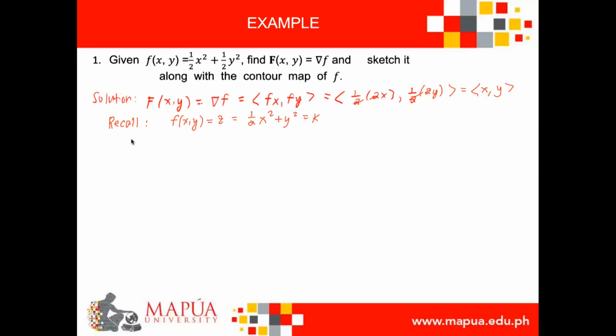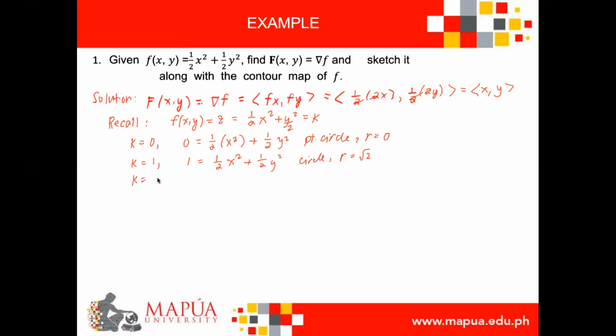So when we assign a k value, let's say k equals 0, this will be 0 equals 1/2 x squared plus 1/2 y squared. This is a point circle whose radius is equal to 0. When k equals 1, we have 1 equals 1/2 x squared plus 1/2 y squared. This is now a circle with radius equal to square root of 2. How is this obtained? We multiply both sides by 2, so r squared equals 2 and r equals square root of 2.